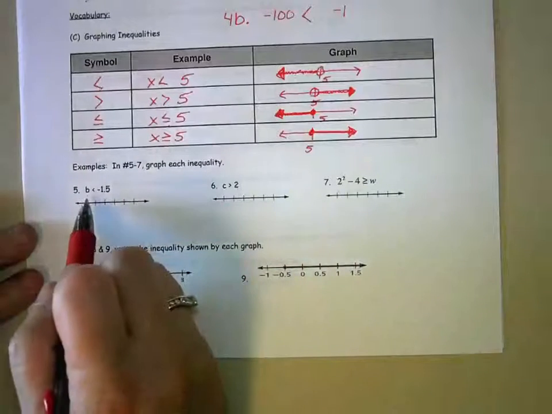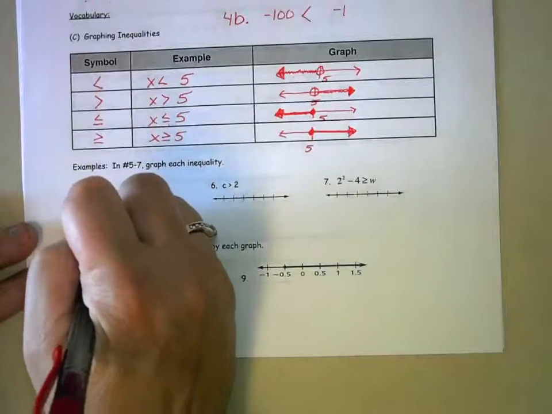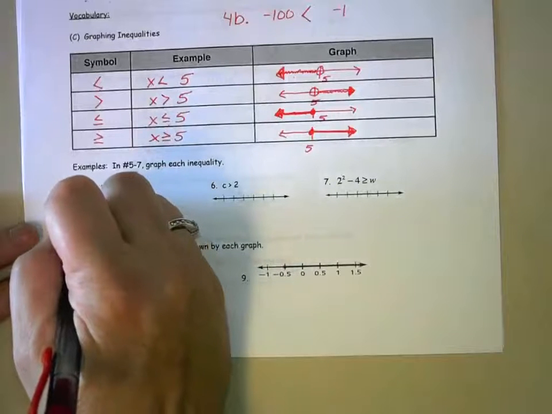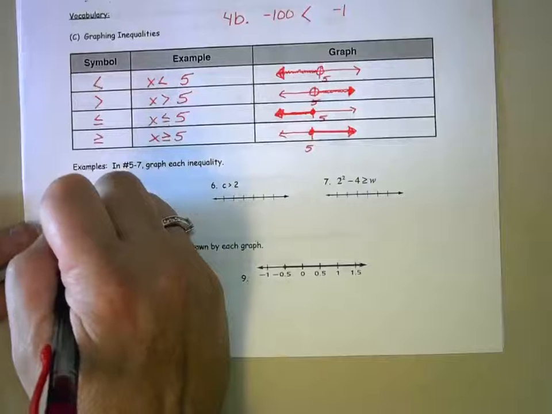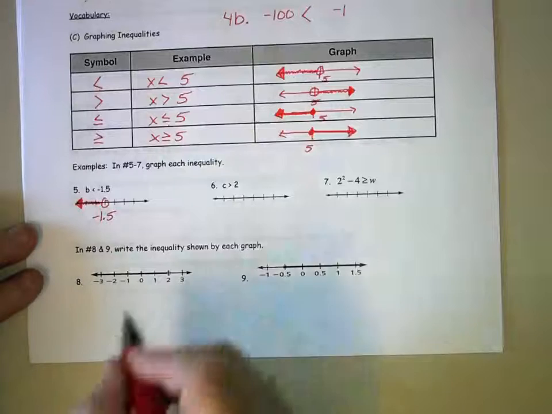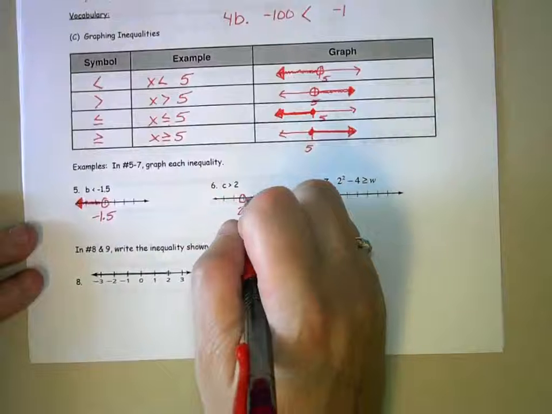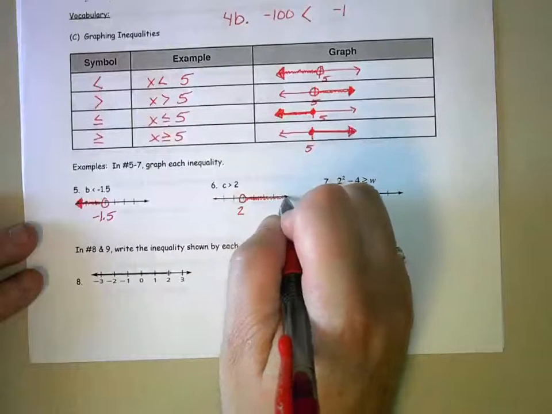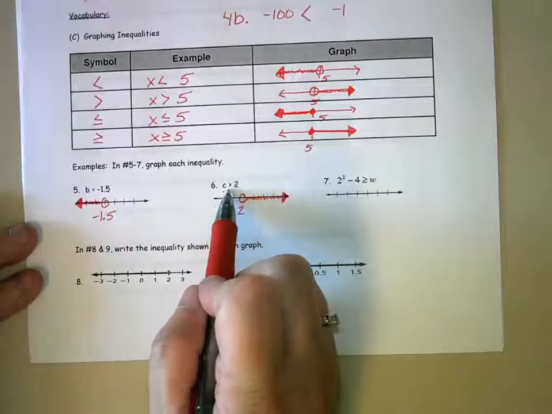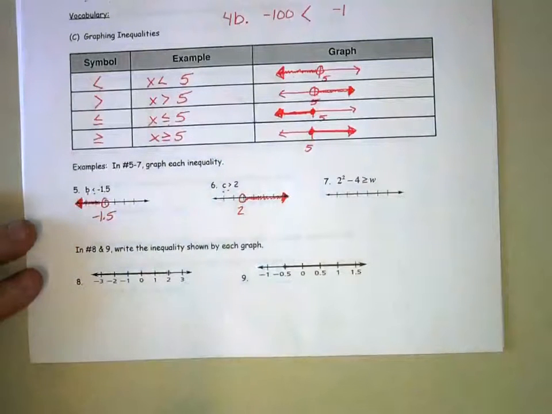So with that in mind, number 5, b is less than negative 1.5. We are going to have an open circle. This says b is less than, so we want everything to the left. Number 6, c is greater than 2, so you're going to have an open circle and everything to the right. You notice with both of those the variable is on the left-hand side, so that looks like an arrow.